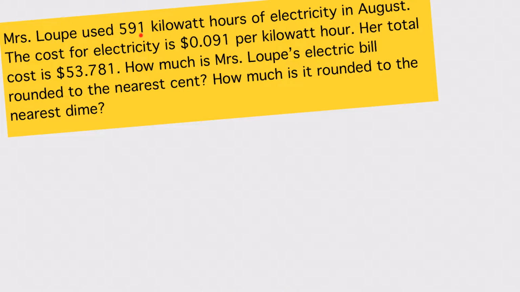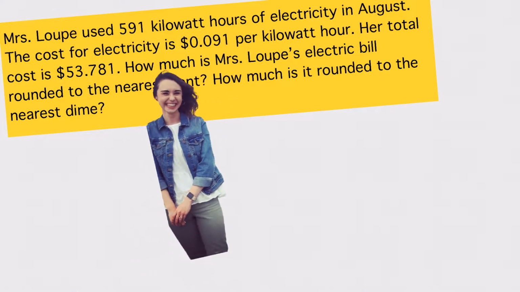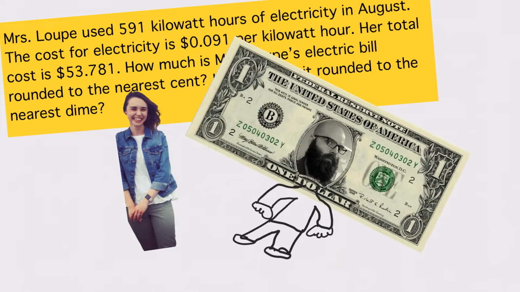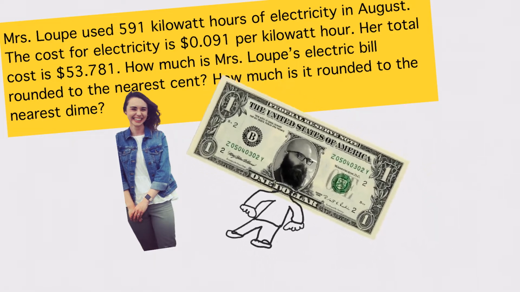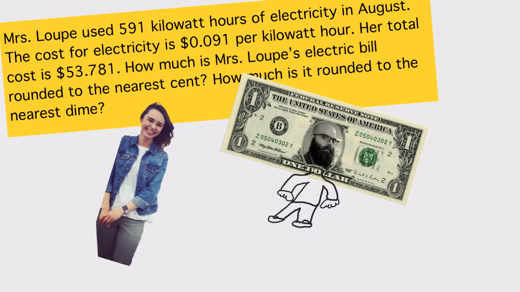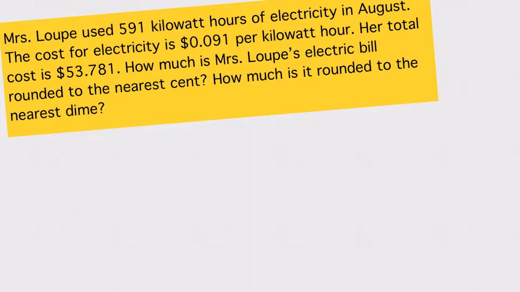Mrs. Loop used... Hold on, wait. Miss Loop? What are you doing here? I just love math almost as much as I love reading. Oh, come on, Miss Loop. We're trying to work here. You don't see me jumping into and interrupting your reading lessons, do you? Oh, sorry. I didn't mean to interrupt. I just love numbers. Well, that was weird.